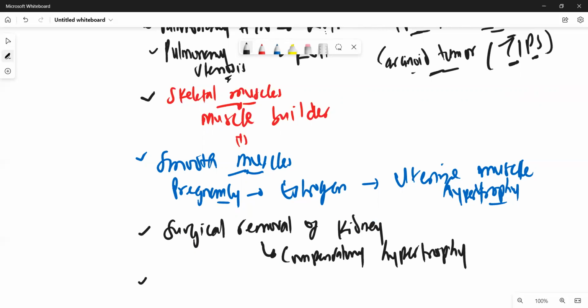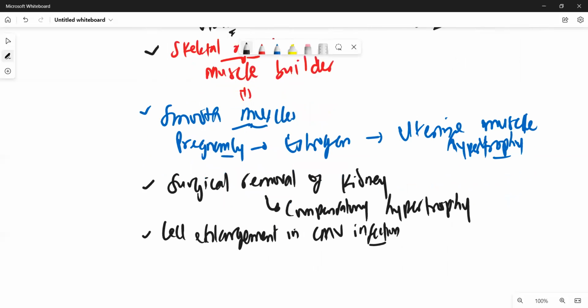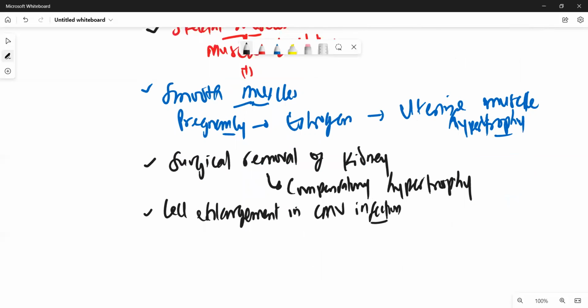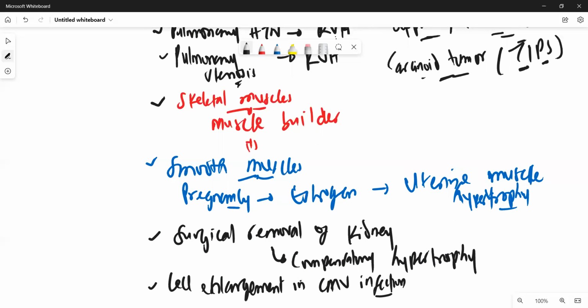And the last example is cell enlargement that we see in CMV infection. With CMV infection, what we see is that there's increased ion uptake into the cytoplasm of the cell, and as a result of that, we can also see cell hypertrophy. So these are a couple of examples of hypertrophy that are well tested on the exam that we need to be aware of.